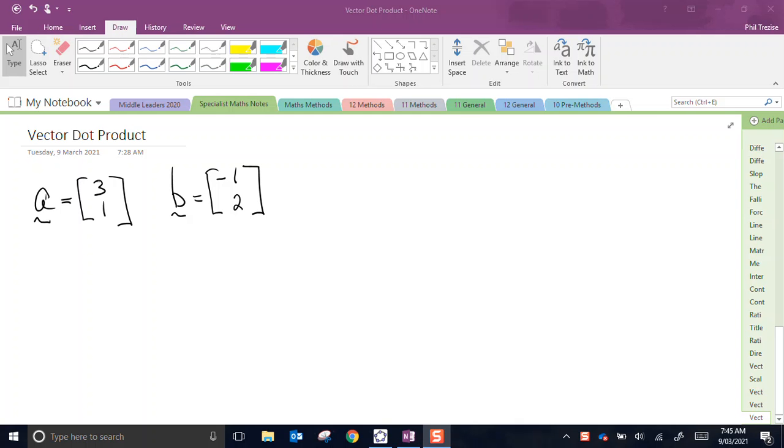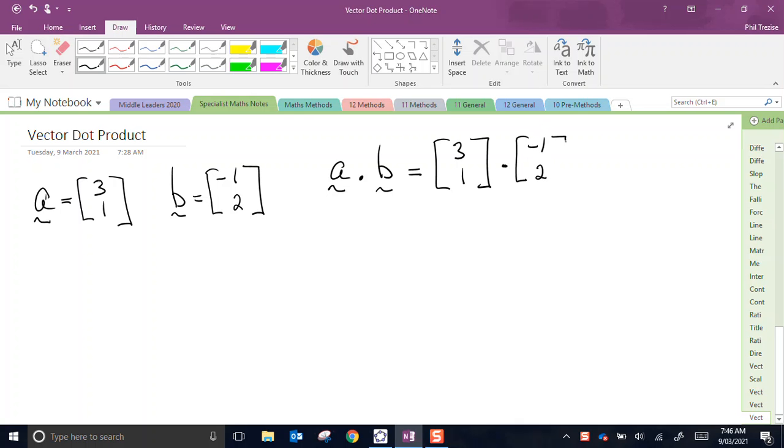Hi everyone, this short video is going to be a demonstration of how to do vector dot products. Now I've got an example here of two vectors A and B in Cartesian form. If I want to do the dot product, it's called the dot product because we use a dot for multiplication instead of a cross, then I write the two vectors, 3, 1, again the dot, not a cross, -1, 2.